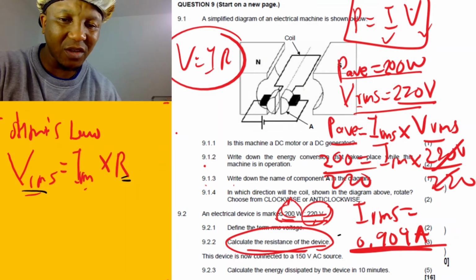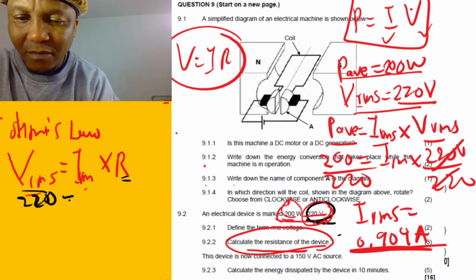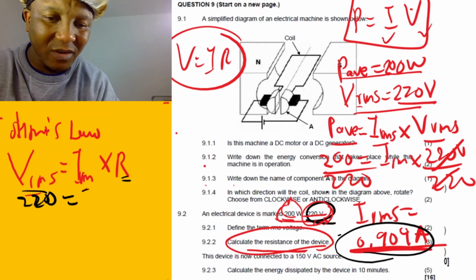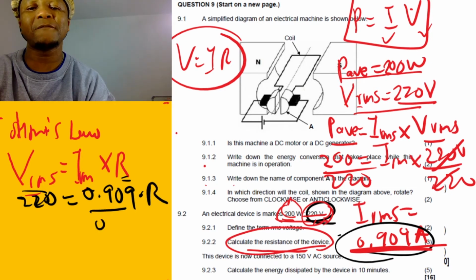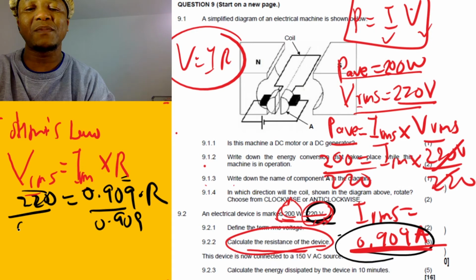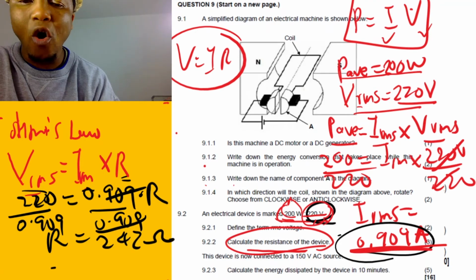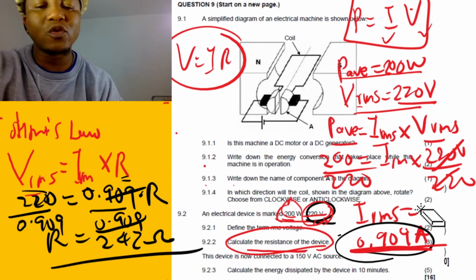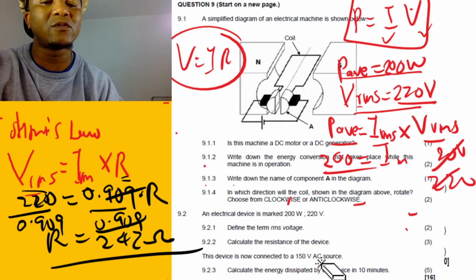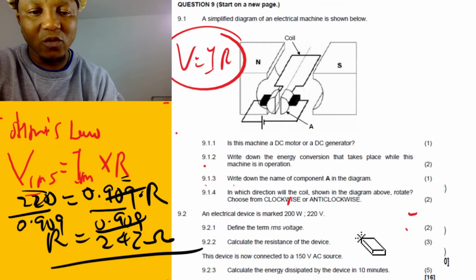So simply, I can get the resistance I'm looking for. The potential difference they give us is 220, equal to the current, 0.909, times the resistance. Divide by 0.909, this and this cancel. So our resistance equals 242 ohm. Ohm is the unit of resistance. So we have a resistance of 242 ohm. That's what we're looking for. Let's just finish up quick: resistance equals 242 ohm.